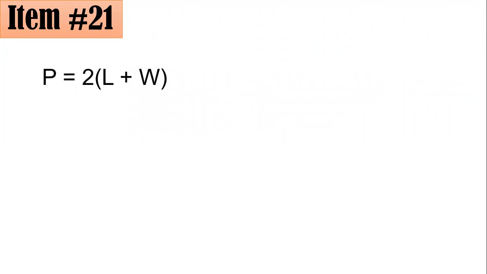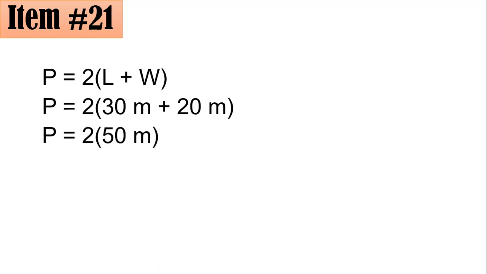So if you are going around a rectangle, then you are actually traveling within the perimeter of that rectangle. Hence, we need to solve for the perimeter of it first. So we know that the perimeter of a rectangle is P equals 2 times the sum of the length and width. By substitution now, we have P equals 2 times the sum of 30 meters and 20 meters, which is 2 times 50 meters, or the perimeter now is 100 meters.